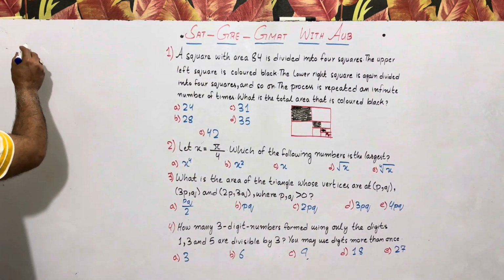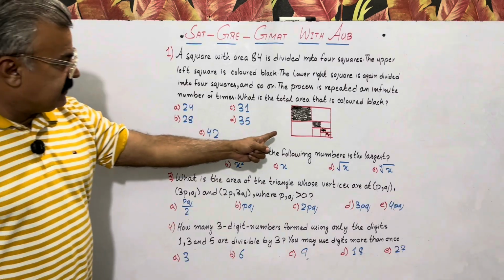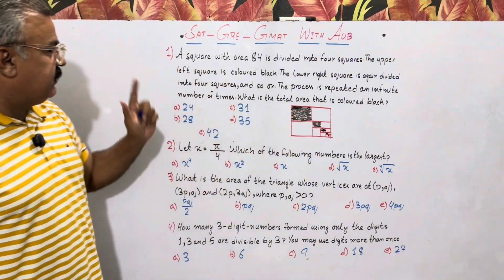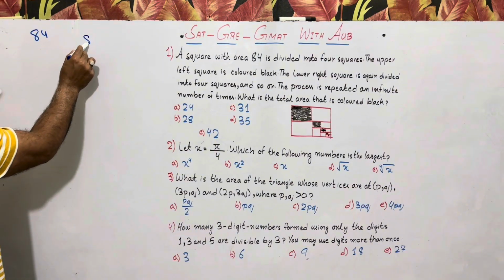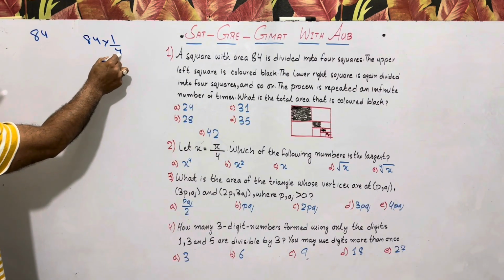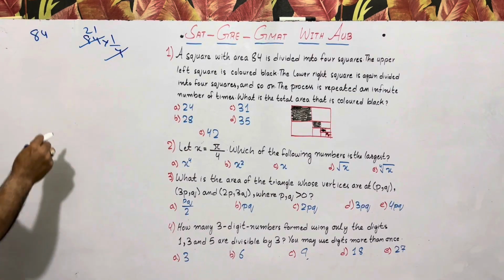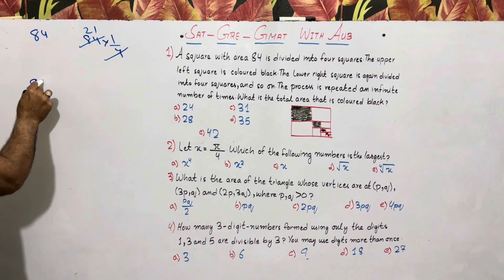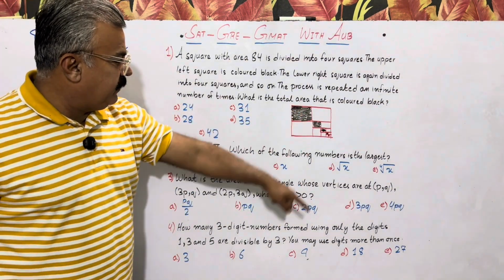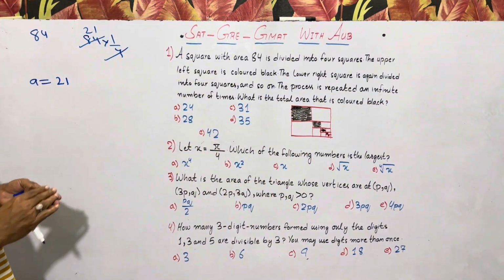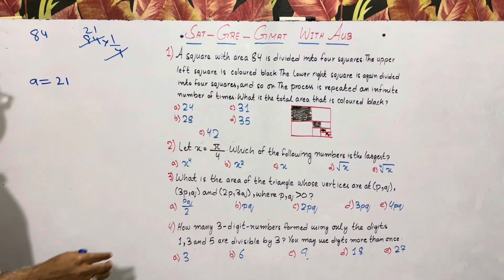Overall area we have 84. 84 is the area of this given square. It's given to us. We have to shade 1/4 of this one, 84's 1/4. It will become 21. So our first shaded portion is 21. Then we have to take 1/4 of 1/4, and so on.